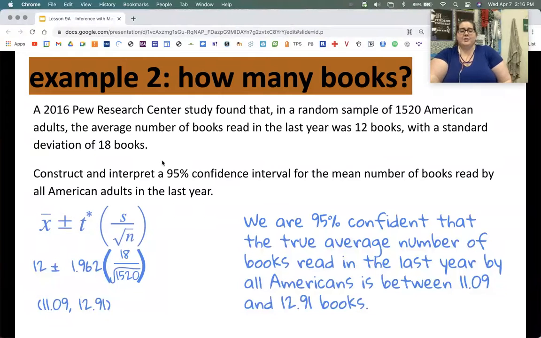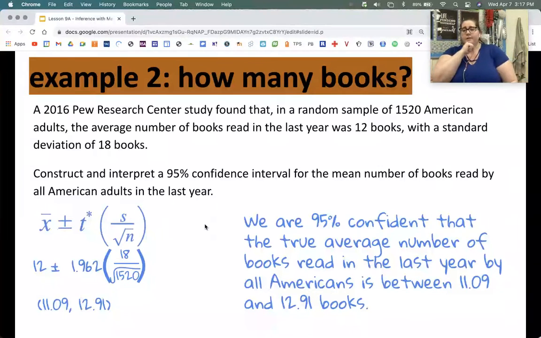I could answer questions about whether this gives me evidence. So if some expert about book reading said, I believe that the true average number of books read in the last year by all Americans is less than 10, then you could look and say, well, actually, my interval does not tell me that. My interval is completely above 10, so I do not have evidence that what you just said is true. So we could do all those same things that we did in the last unit, just for this type of data.